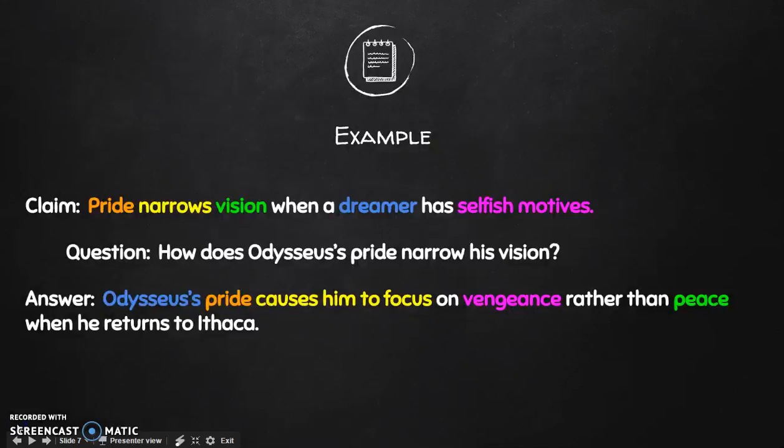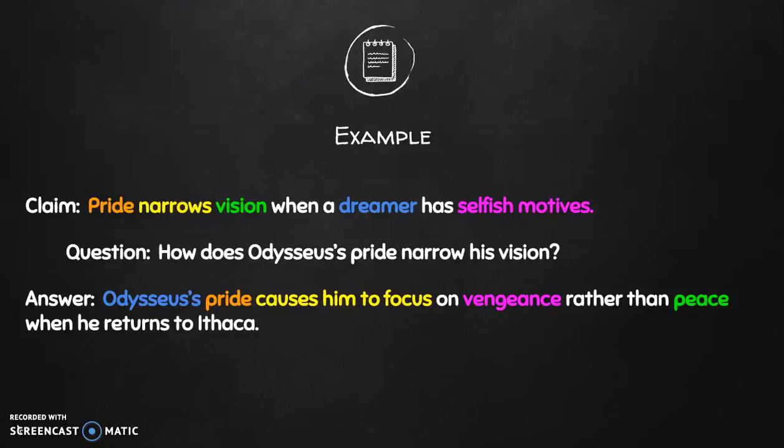Here's one example of a claim. Pride narrows vision when a dreamer has selfish motives. That could be a central claim for an essay. Now we want to relate that to the text, so we ask the question, how does Odysseus' pride narrow his vision? And our response becomes a topic sentence. Odysseus' pride causes him to focus on vengeance rather than peace when he returns to Ithaca.